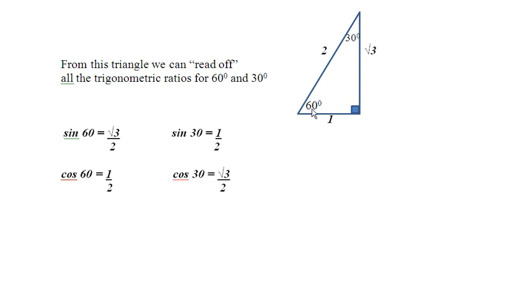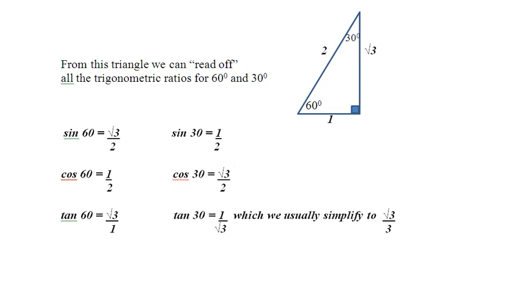Now tan 60 is opposite over adjacent, which is root 3 over 1, or just root 3. And tan 30 is its opposite over its adjacent, which is 1 over root 3. There. Now normally we rationalize the denominator when we have a root 3 on the bottom, and we multiply by root 3 over root 3, which produces root 3 over 3.